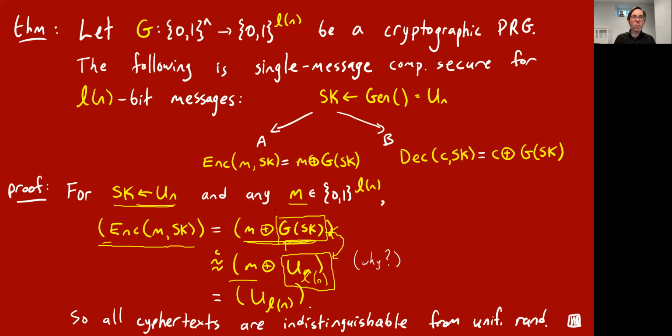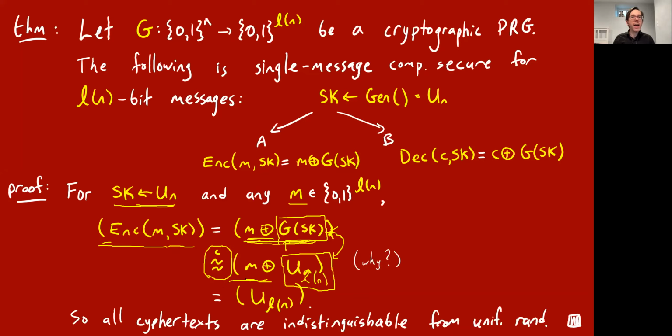Now I claim that the whole parenthesized things, where you take the boxed things and XOR them with M, are also computationally indistinguishable. And this follows from our little lemma from before that said if you have two computationally indistinguishable ensembles and you apply the same algorithm to both of them, you preserve computational indistinguishability. And that's what we're doing here. We're applying the little algorithm that XORs the string with the message. Okay, so the PRG property gives us this.